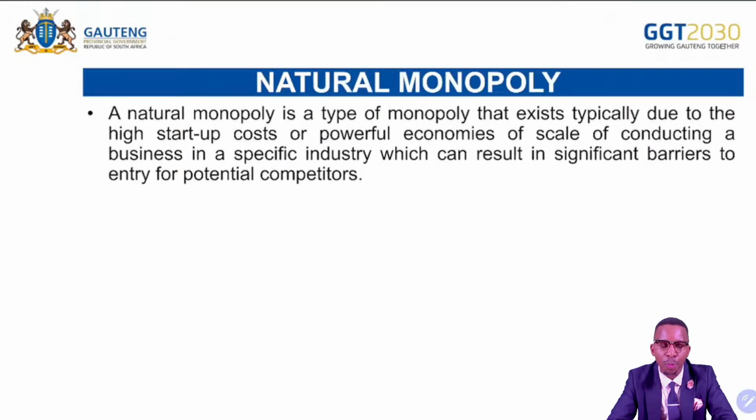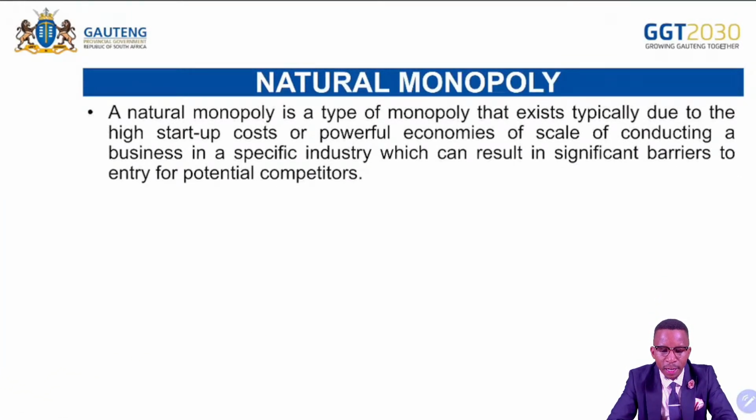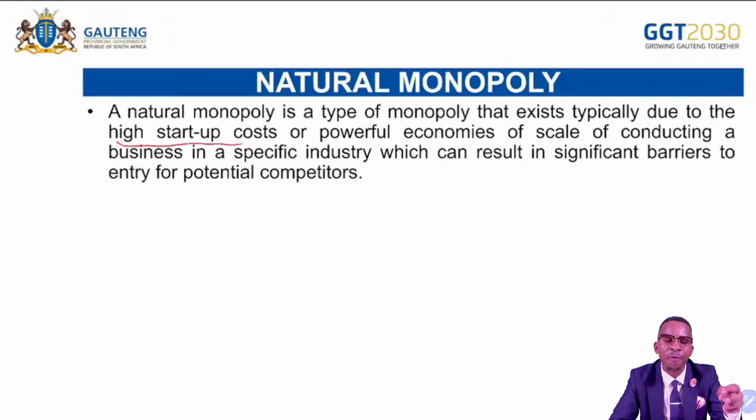Here is natural monopoly being explained. A natural monopoly is a type of monopoly that exists typically due to the high startup cost. If ever there is a high capital requirement for the firm to enter the market, that automatically becomes the barrier to entry for new firms that are willing to enter the market. If they don't have enough capital, they are blocked automatically.